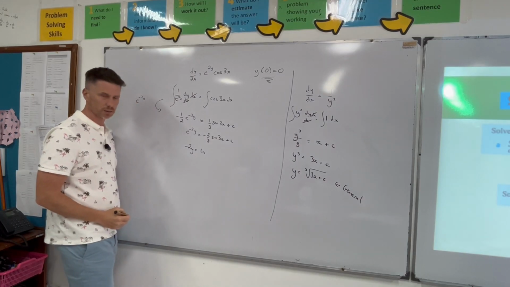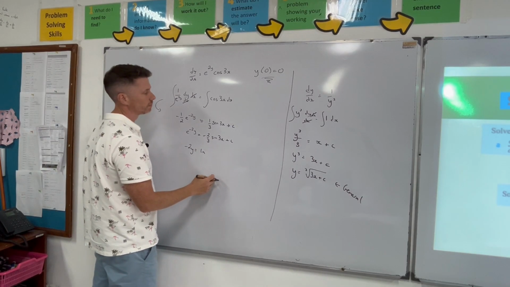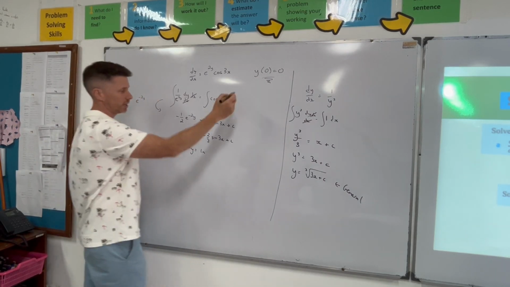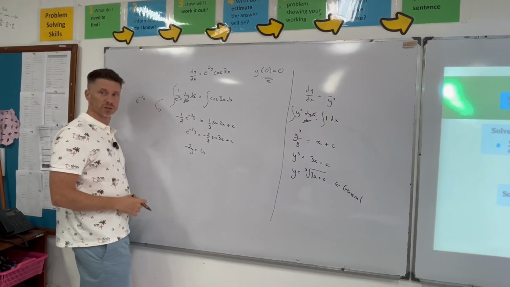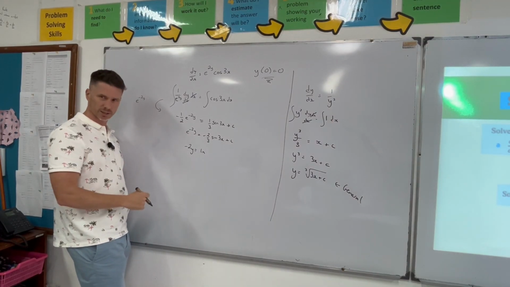Are we not finding c yet? Not yet. We have to include the c times negative 1 over 2 now. We're going to use this at the end as soon as we have a general solution. So we still find the general solution, then find the particular. It's probably the best way to go.